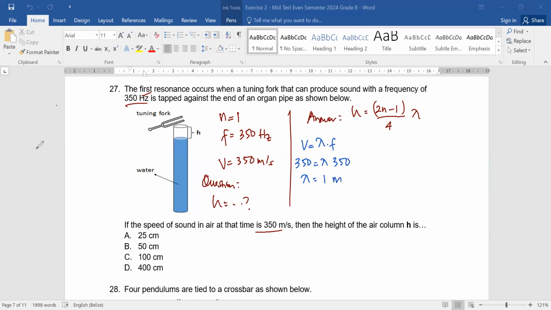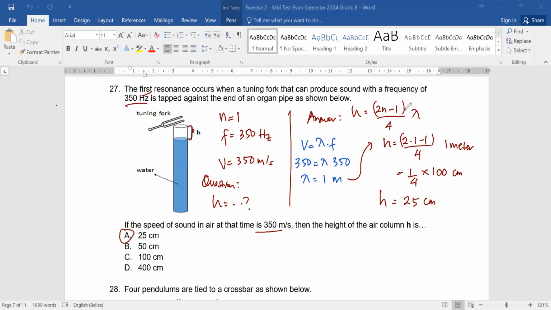Now we already have lambda, so we can go back to this equation. h equals 2n minus 1 over 4 times lambda. The n here is 1, so 2 times 1 minus 1 over 4 times lambda, which is 1 meter. So it's 1 over 4 times 1 meter. The answer is in centimeters, so we change the 1 meter to centimeters, and we get 25 centimeters. So the height of the air column here is 25 centimeters.